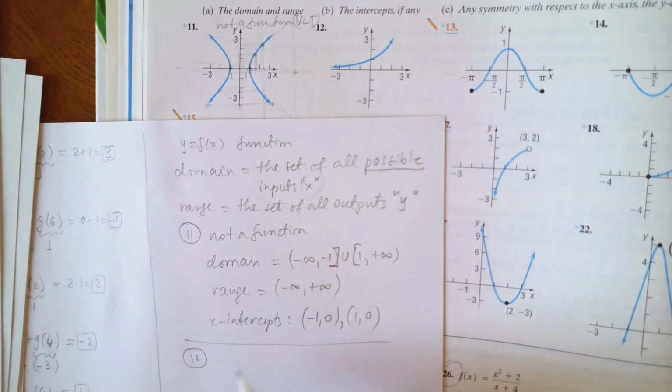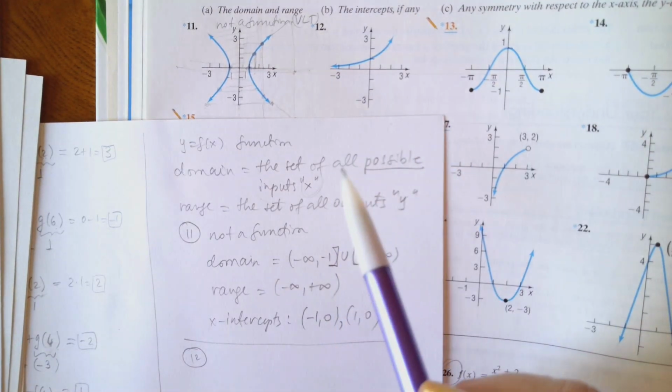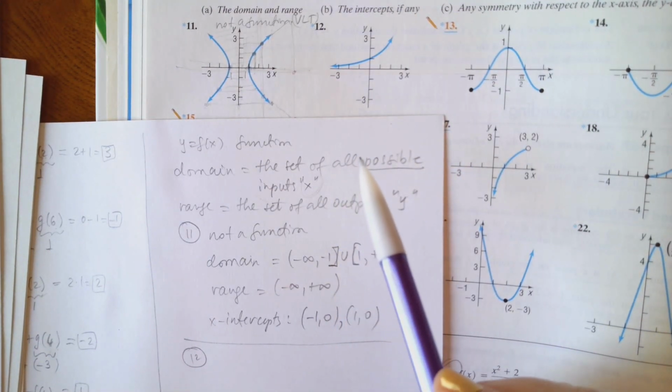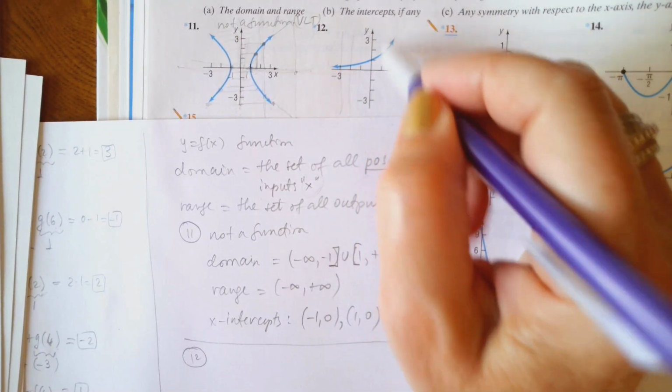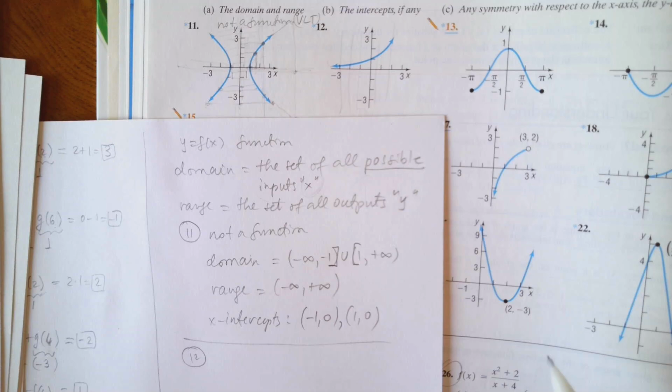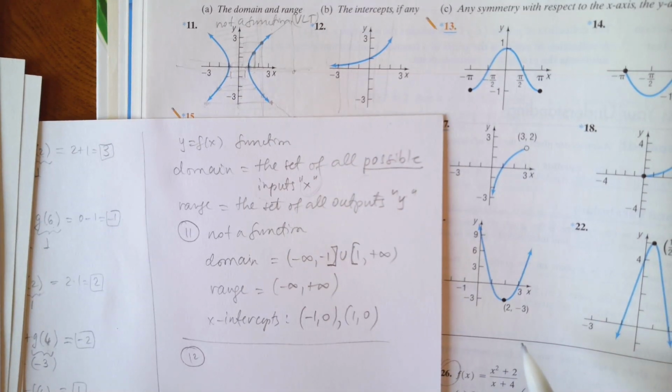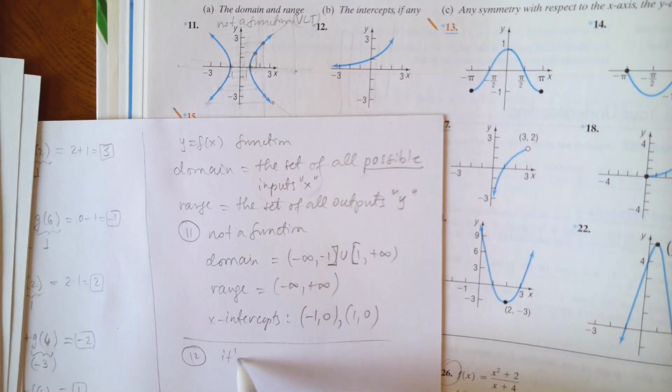Problem number 12, I want to see again, is this a function? I would say yes, because according to the vertical line test, every single vertical line I test intersects the graph exactly at one point, so that's okay. So it's a function.